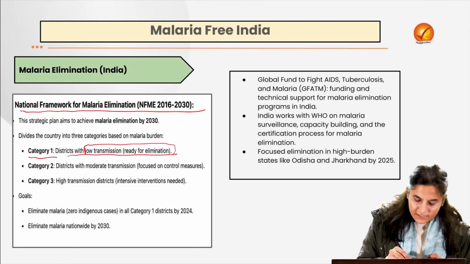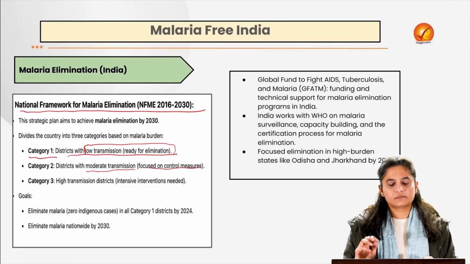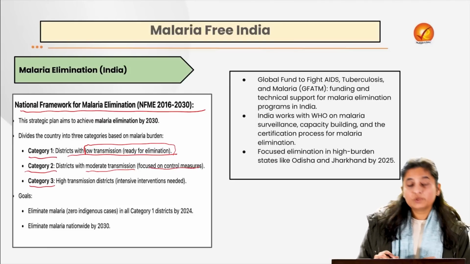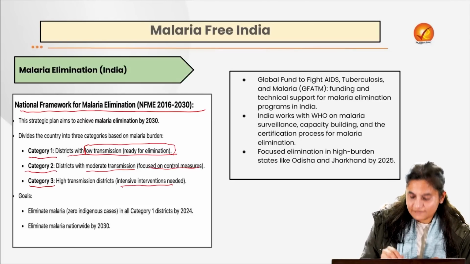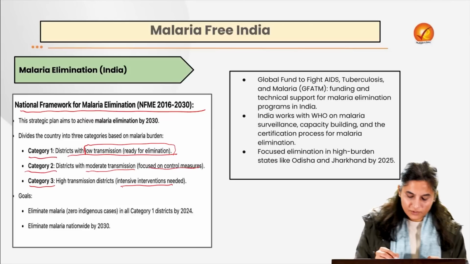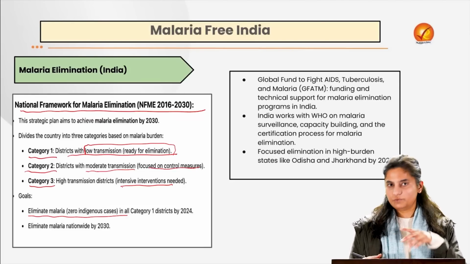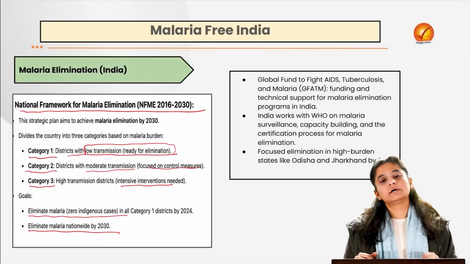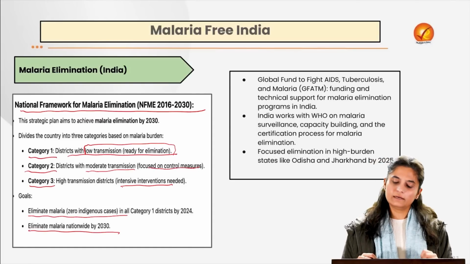Under category 2, there is moderate transmission, the districts with moderate transmission, and they need some control measures. So yes, more intensive than category 1. And category 3 needs the highest level of participation and involvement, and of course intensive intervention, because these are the high transmission districts. For 2024, we have kept the target of eliminating malaria, that is 0 indigenous cases in category 1 districts, which I said are the low transmission districts. Now, overall, we have to eliminate malaria by 2030 as per India's national framework for malaria elimination.